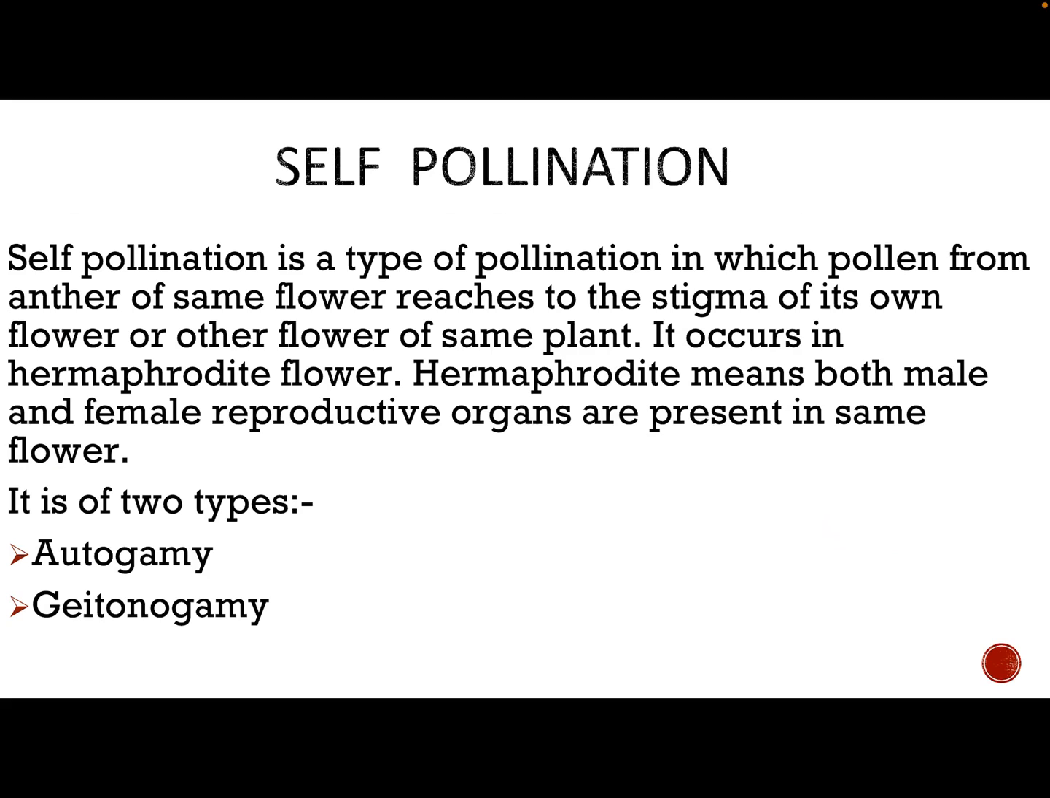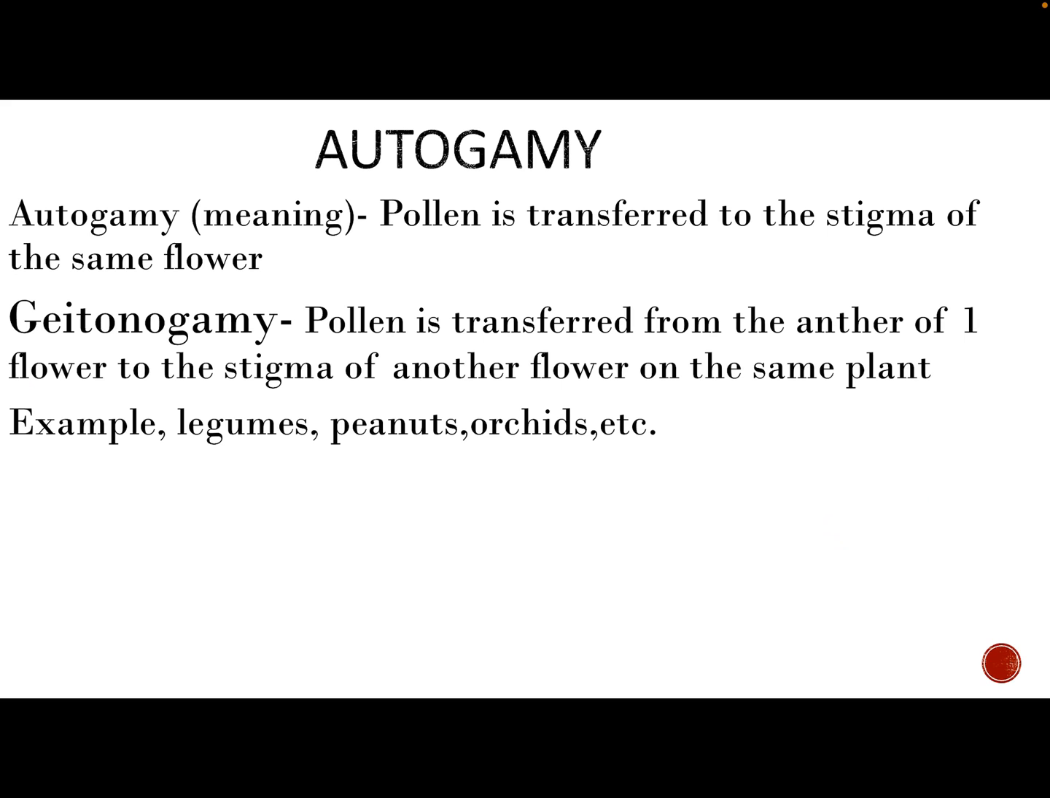Self pollination is of two types, autogamy and geitonogamy. You can see here, autogamy means pollen is transferred to the stigma of the same flower. And what is geitonogamy? Pollen is transferred from the anther of one flower, here it is the word one, not the number one, it is written from by mistake, to the stigma of another flower on the same plant.